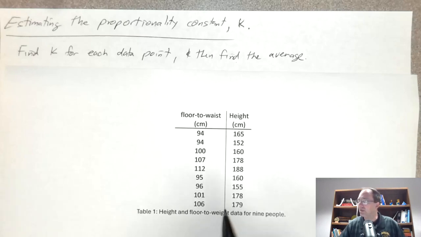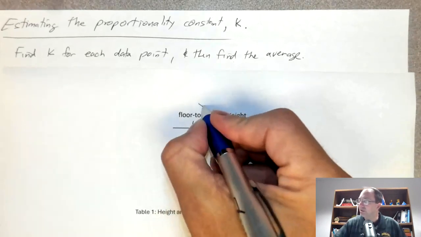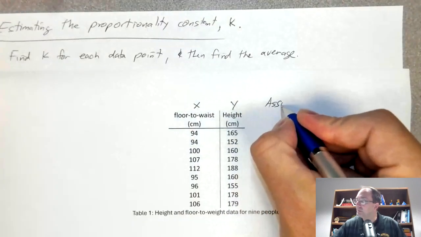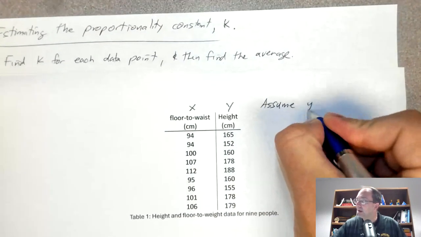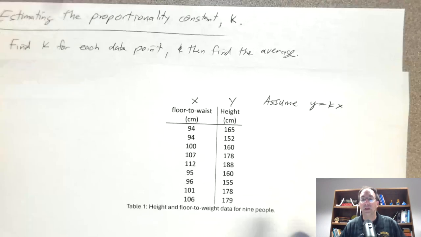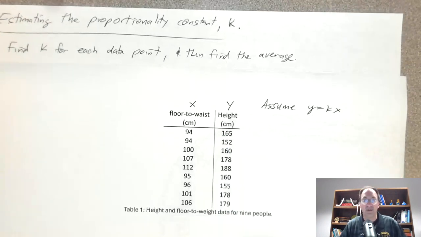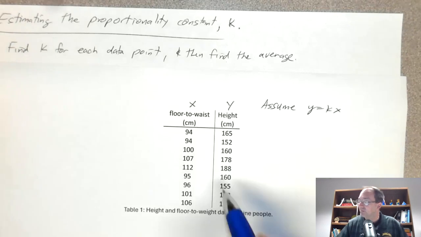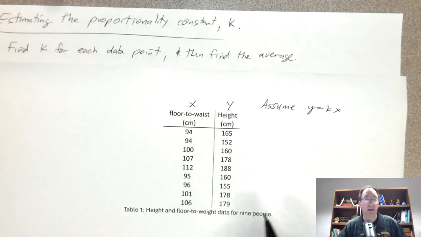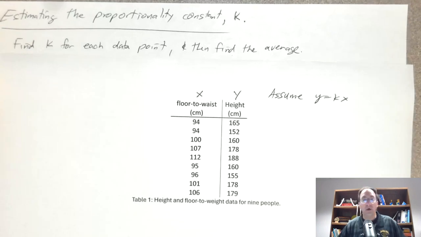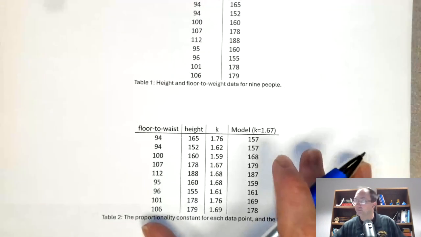So what we need to do then is to consider this our x and this our y, and we're going to assume that y equals kx. And we need to estimate k then for each one of these, which of course is just y divided by x. And as we can see, the y is always larger than x, so we expect k to be larger than 1. And if we do that, we get the following table.